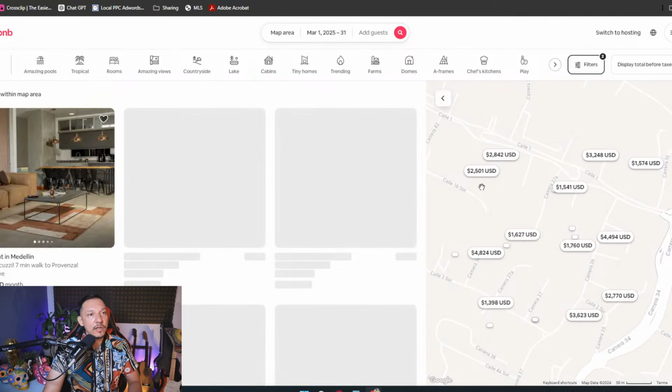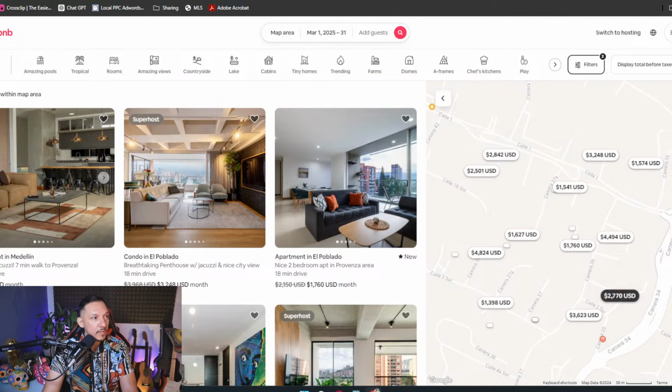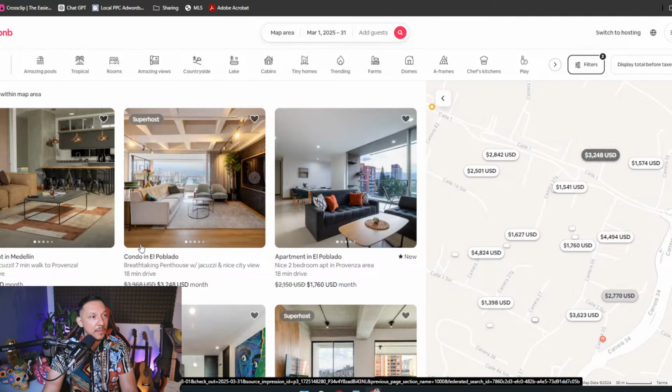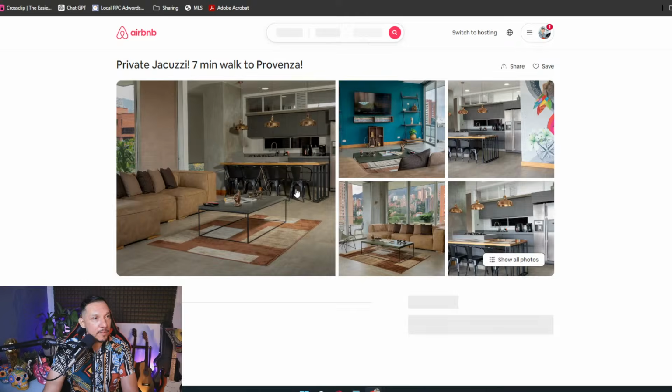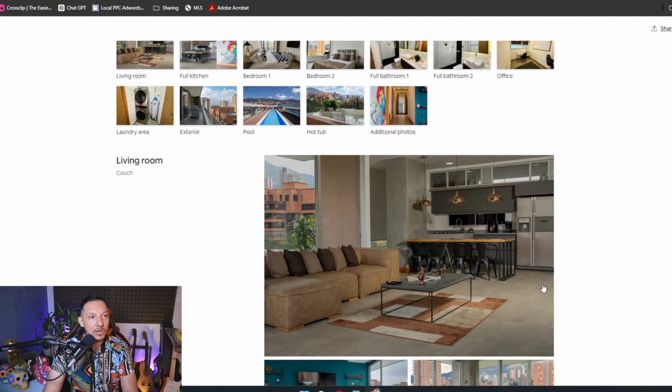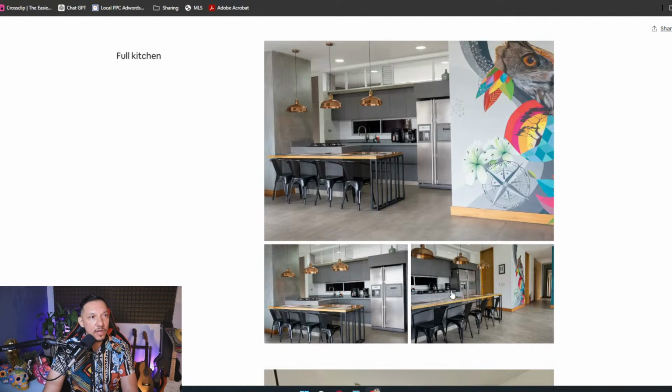Okay, so what I would do is take a look at all these. And if I were to invest that $60,000 into this apartment, it would look something like these right here. So we're talking about like this one right here. Yeah, I would want it to look similar to this, if not better.